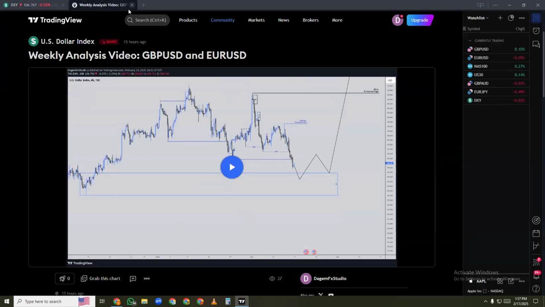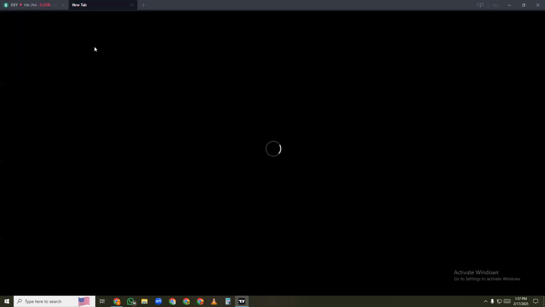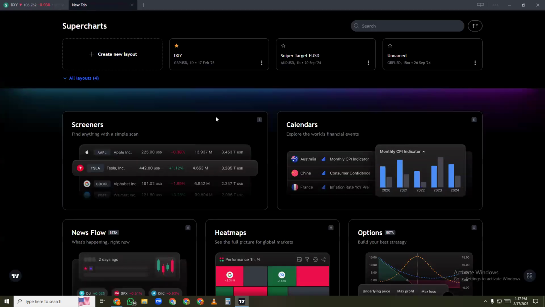I just want to show you that the DXY and EURUSD are one and the same thing. Whatever is happening on the DXY, the price action that you're seeing on the DXY kind of mirrors what's happening on EURUSD. Just give it a minute.